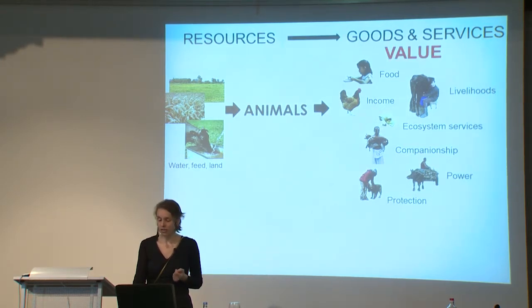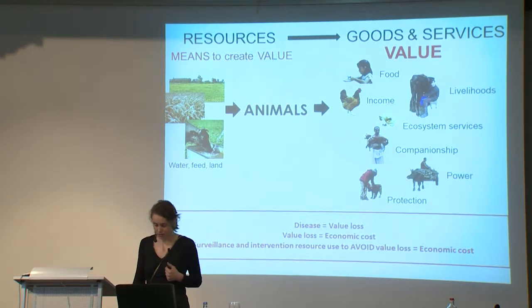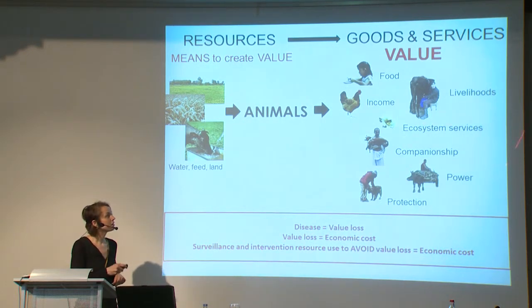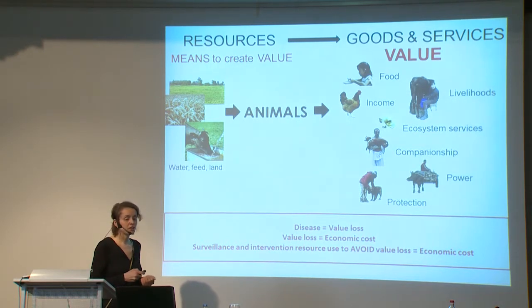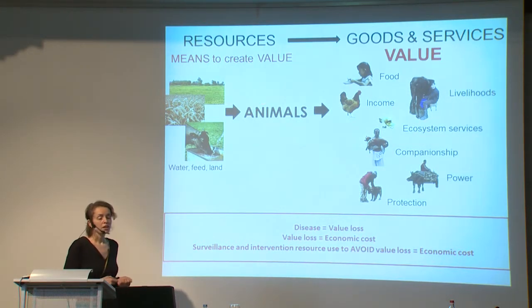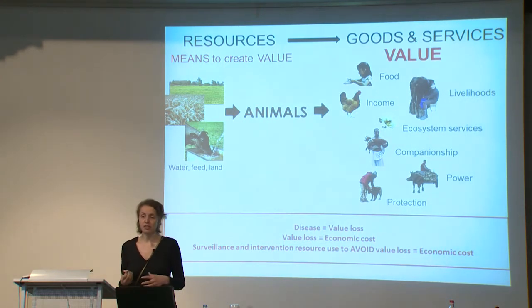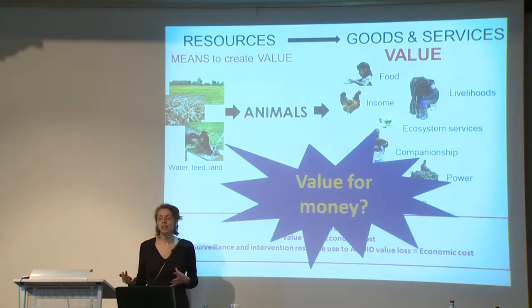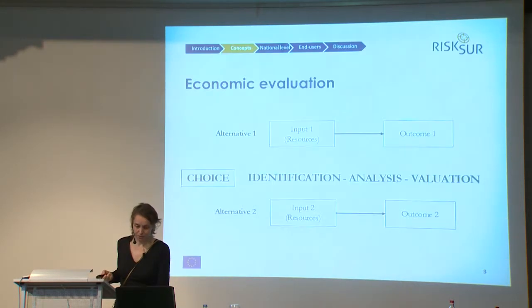And so we are creating value in a production process, and we have resources which are our means to create value. If we introduce disease into this system, we are losing value. And this value loss is an economic cost. And what we then do is use more resources to compensate for that. So we use surveillance and intervention resources to avoid this value loss, and that's another economic cost. And the big question now is, how do we find a balance? How do we make sure that for the resources we invest, we create value for money?